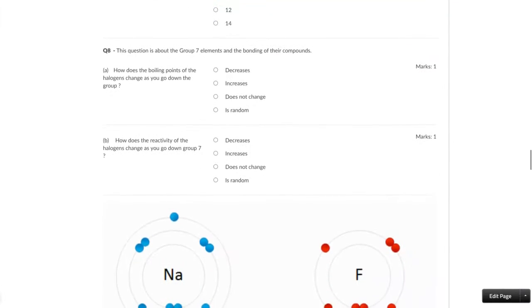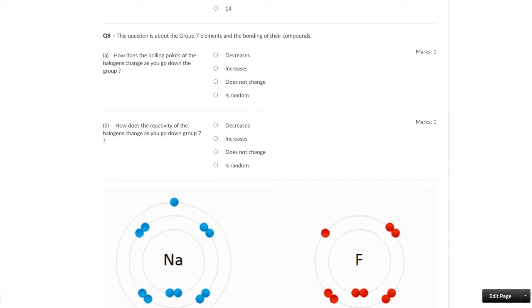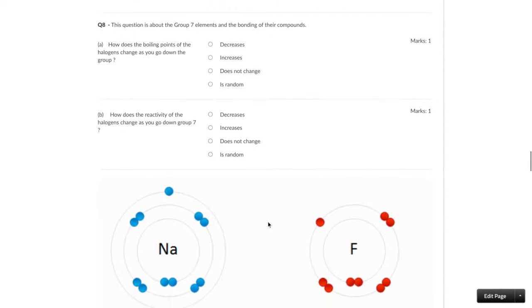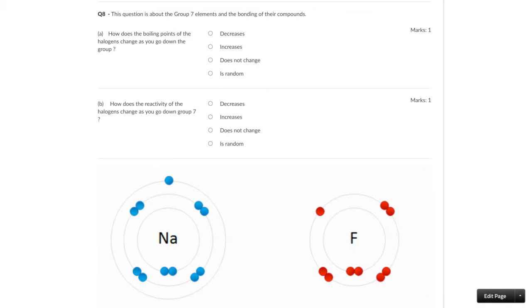So, question 8 then, I'm going to go into a little bit more specificity about some types of bonding in the group 7 halogen compounds. But what we've got in the first instance is a trend question. Remember, elements go into groups depending on reactivity and trends of reactivities and properties. That's how the periodic table started to be developed over time. And this question is asking us how does the boiling point of the halogens change as you go down the group. So it's worth just trying to remember a few of these.